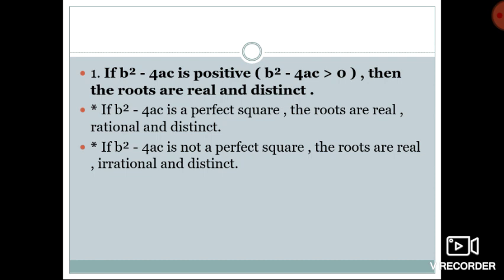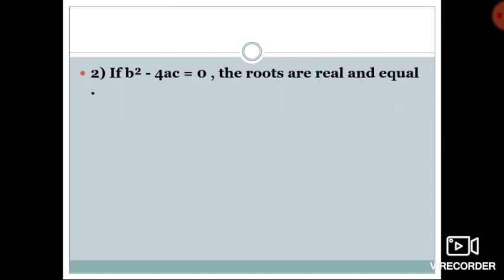Suppose your b squared minus 4ac value is not a perfect square, but it's positive. If the number is 15, for example, or 27, then you can say the roots are real, irrational and distinct. This is the first condition. And the second condition is, if b squared minus 4ac is equal to 0, the roots are real and equal.